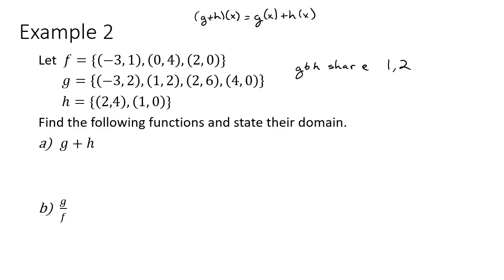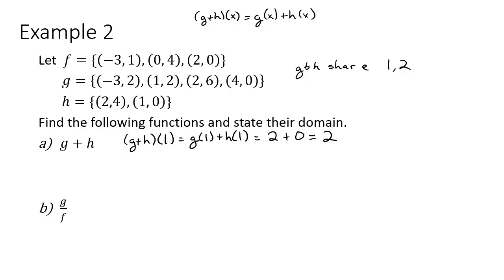And so now what we want to do in order to fully define the function is just evaluate g plus h of both of these. These are our inputs. We need to figure out what the outputs are. So let's start with g plus h of 1. By definition, that's g of 1 plus h of 1. G of 1 is 2. H of 1 is 0. So this would be 2 plus 0, or 2.